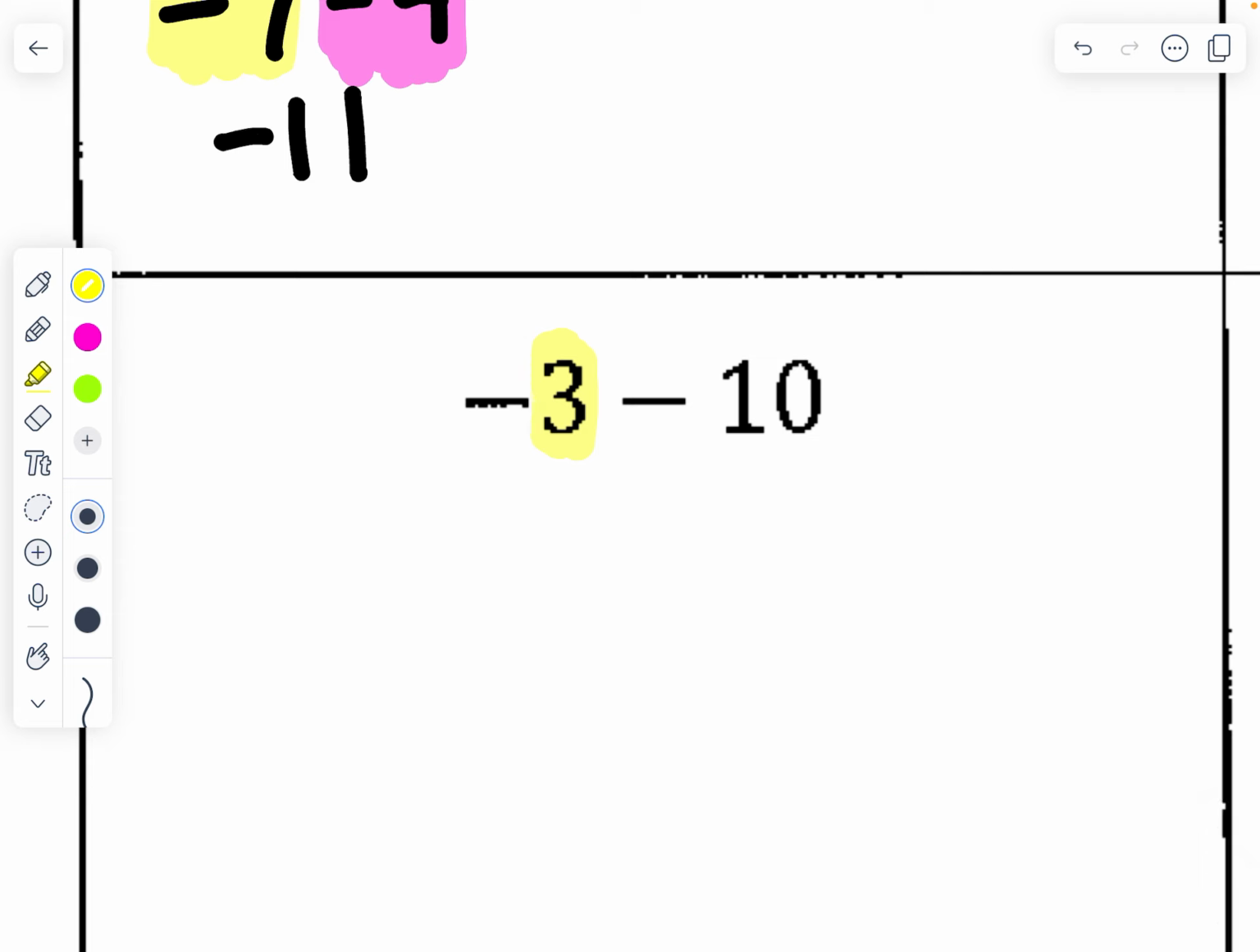I can see that my 3 has a negative in front of it, and I can see my 10 has a minus in front of it, but a minus and a negative, like we said, can always be treated as the same thing.